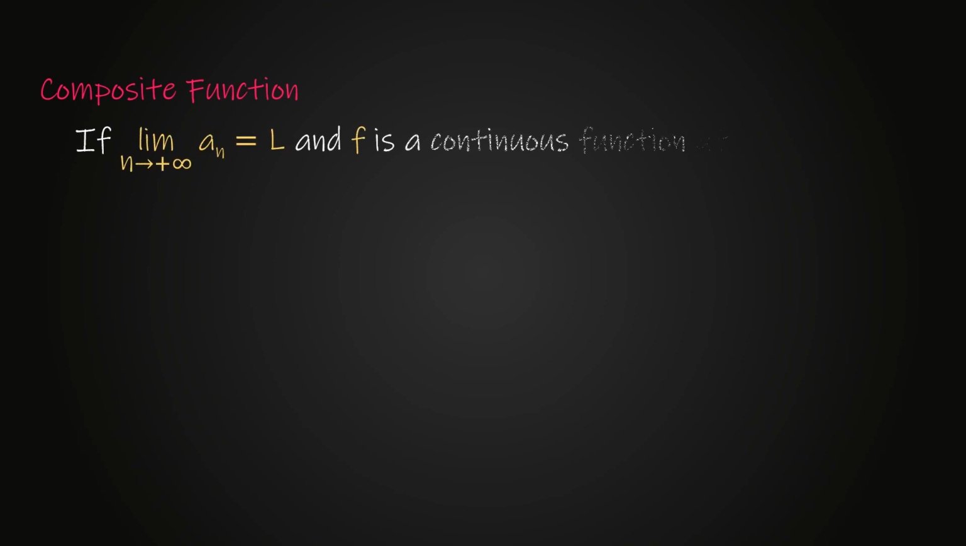Composite function. Suppose a sequence converges to L, and f is a continuous function at L, then the limit of the function of the sequence is equal to the value of that function at the limit of the sequence.